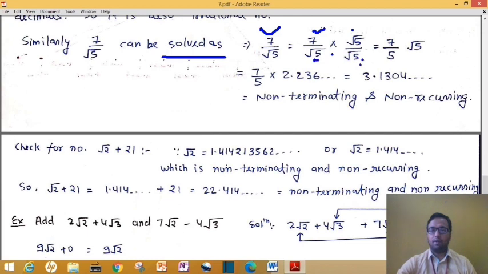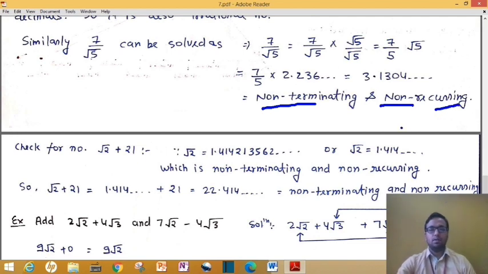So this root 5 and root 5 will multiply together, and here we will get 5 only. So our number has become 7 root 5 by 5. The value of root 5 is 2.236 and so on. If you solve this, you will get 3.1304 and so on. Why are you not getting a terminating answer? Because root 5, 2.236, is also not a certain number. It keeps on going like this. That's why this answer is also non-terminating and non-recurring.